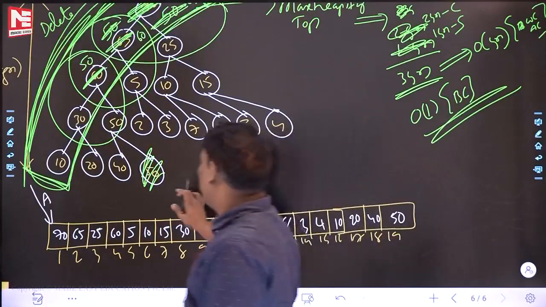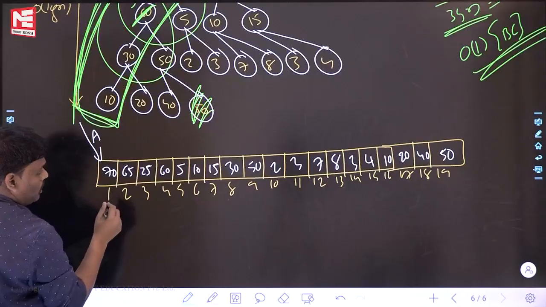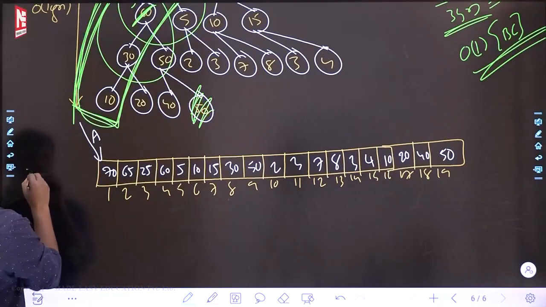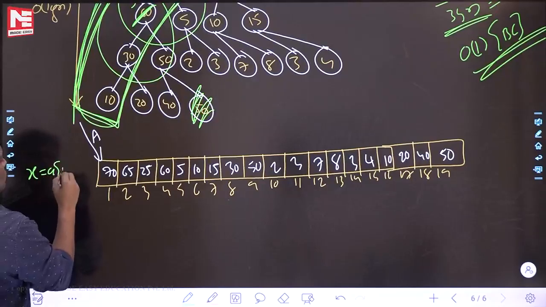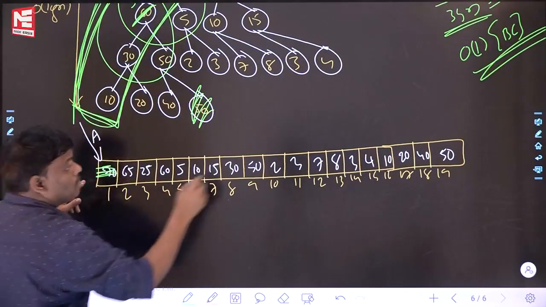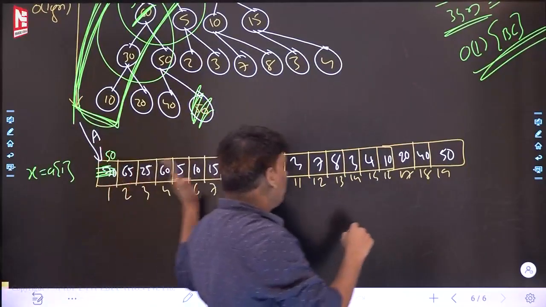Can you help me, whom do you delete by default? The first person. See how I am deleting. If you want to delete the root element, this is the way. First store this person. Yes, I stored 70. Replace this 70 by the last person. Who is that? 50. Yes, because I replaced it with the last person.